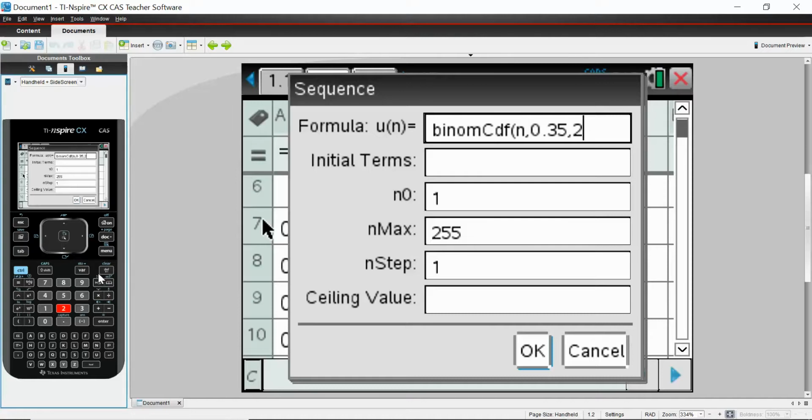2 to infinity. Now, if you put in infinity, it can't calculate that. It doesn't know what infinity is. So we're going to use a very large number. We're just going to say that you either win twice or more.